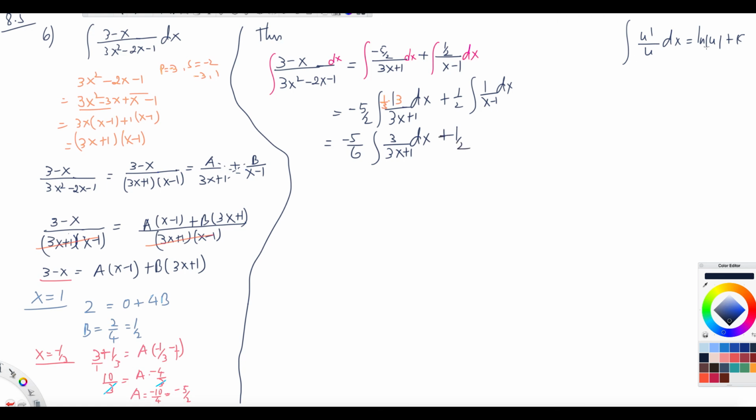It is already in that format, right? The derivative of the bottom is on the top, so you can write natural log of x minus 1, and then plus c. So I can write that c later. Negative 5 over 6 natural log of 3x plus 1, plus 1 half natural log of x minus 1, plus c. That is the final answer. Okay guys, so if there is an integral sign, that's exactly the same way that you do it.